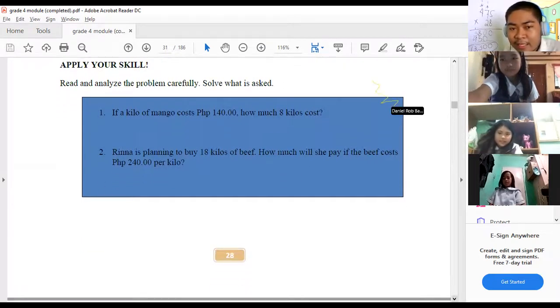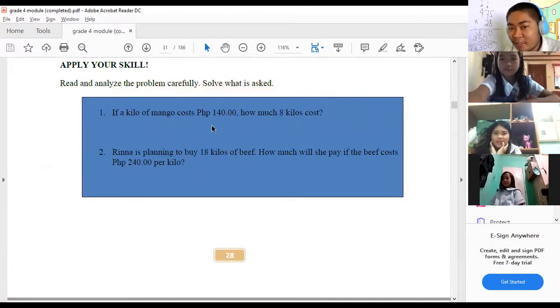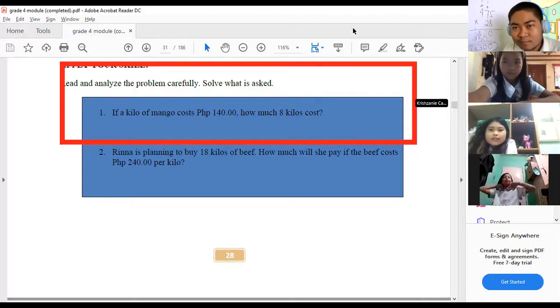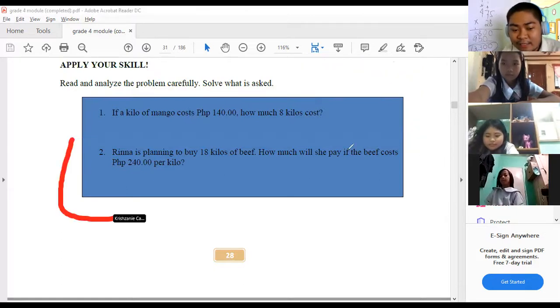Okay, so try to answer this one. If a kilo of mango costs 140 pesos, how much do 8 kilos cost? So this is only multiplication ha, walang ibang gagawin kundi multiplication. We're going to do that in the module, teacher. Write it on your notebooks. Then we're going to answer it later.